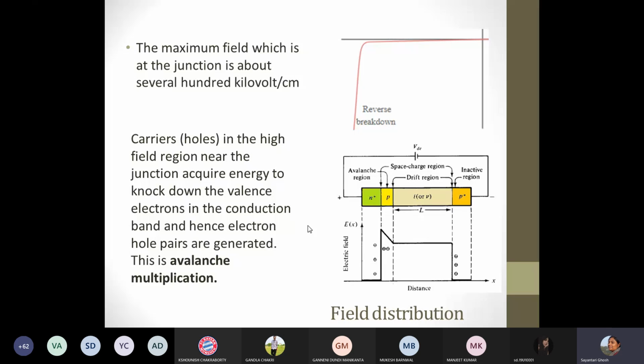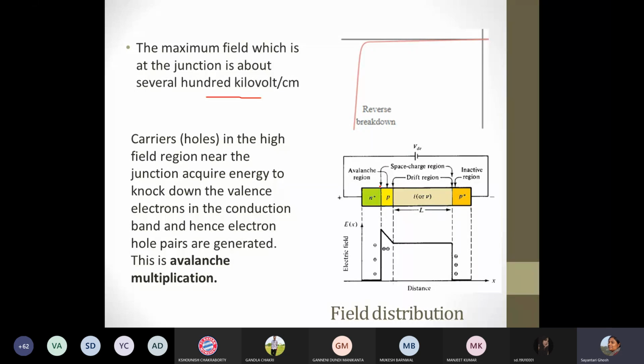Where will this happen? Near this junction, this will happen. Just remember, if I talk about the numbers, the electric field that we will see at this junction at that time will be several hundreds of kilovolt per centimeter. It's a huge field that will get created at the breakdown near this junction.